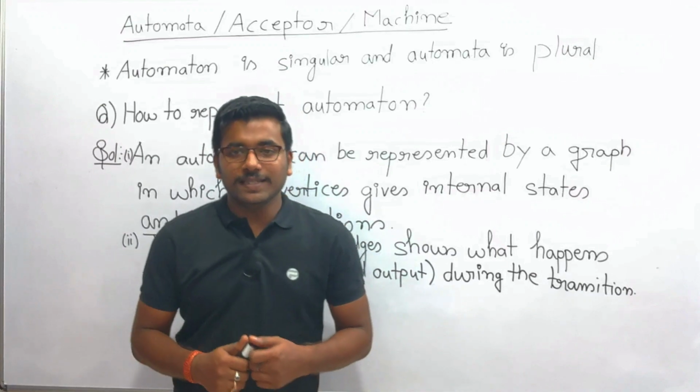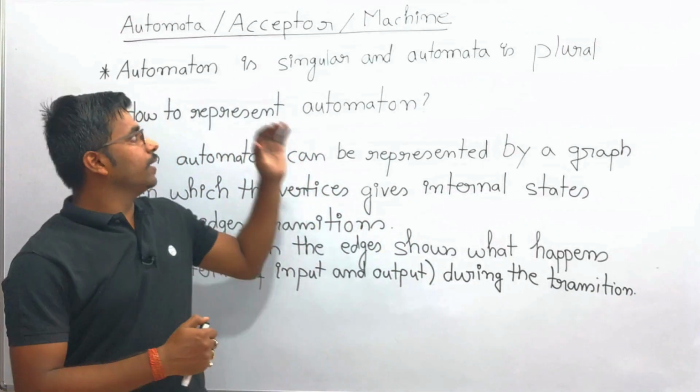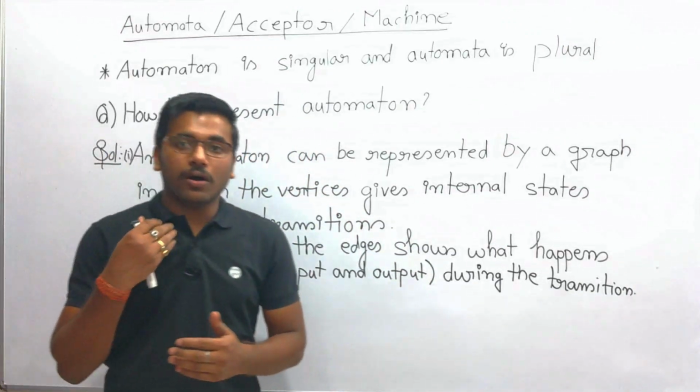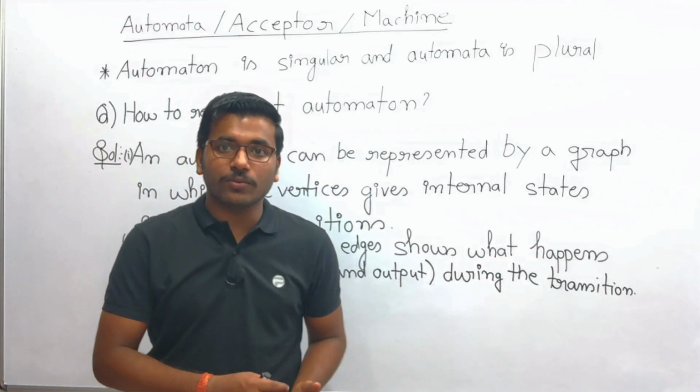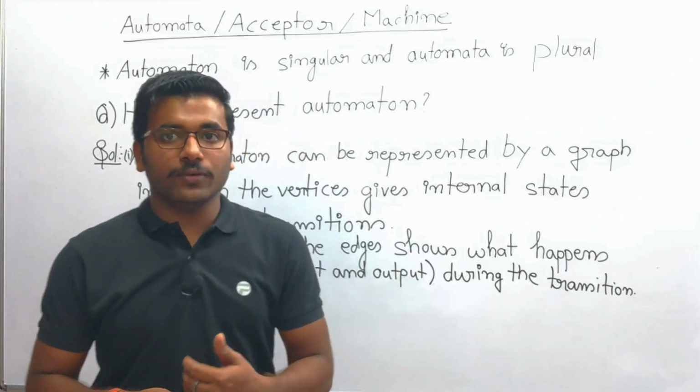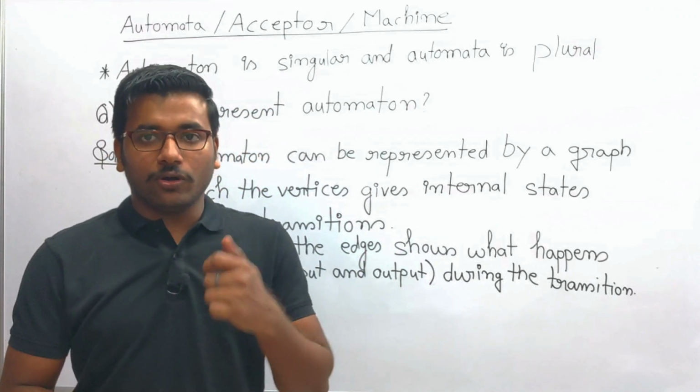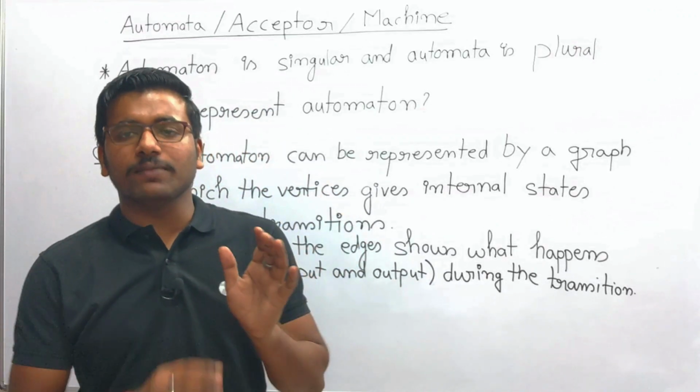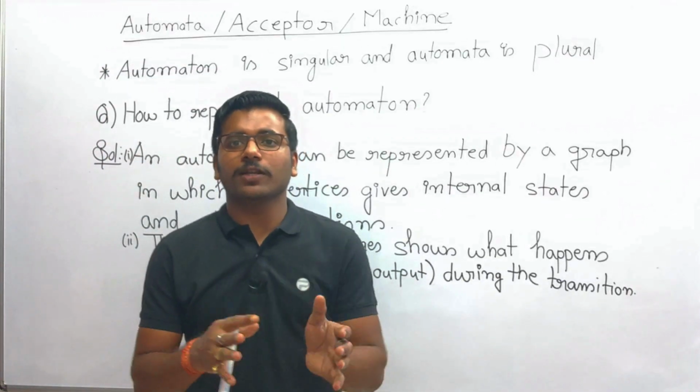Hi everyone, in this lecture we are going to discuss automata, or it is even called automata. So what is automata, what is finite automata, everything we are going to discuss. Before going to finite automata, we should know what is automata. Automata is just a machine. Simple meaning, you can say that an automata means a machine.